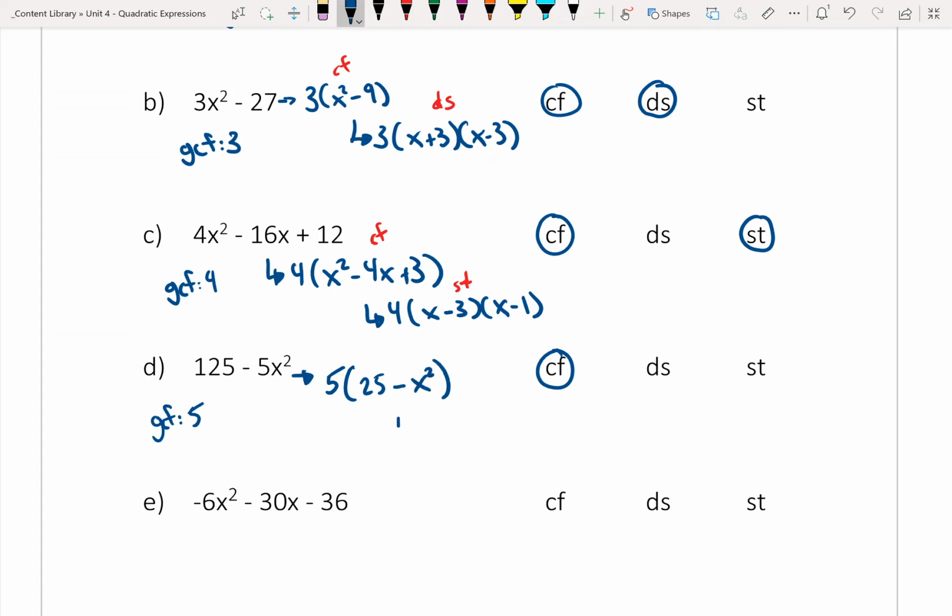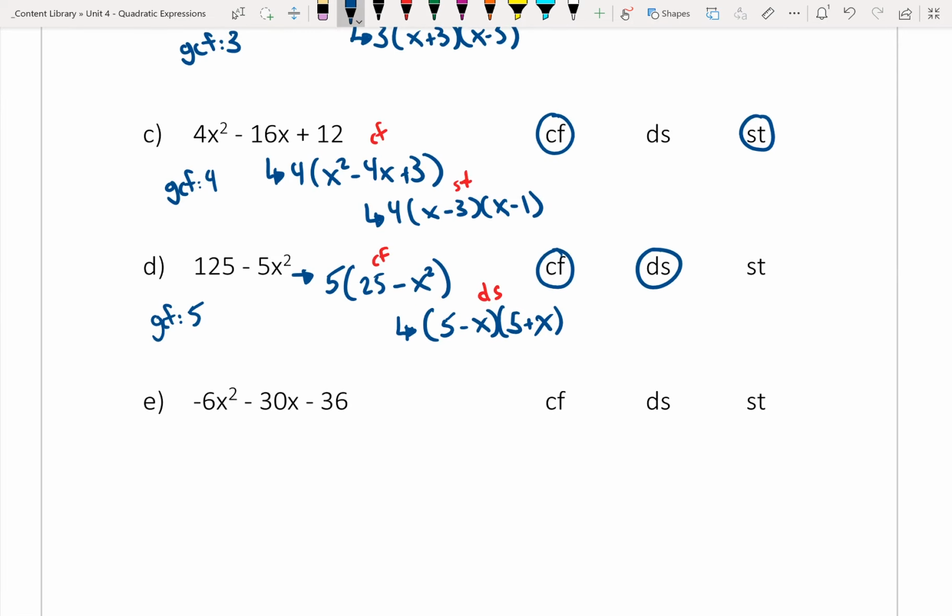And then this is a difference of squares here. So then I can do the square root of 25 is 5 minus the square root of x squared, which is x, and just repeat with the same numbers, except this one now is going to be plus in the middle. So again, I start off with common factoring, and I have some difference of squares as well.